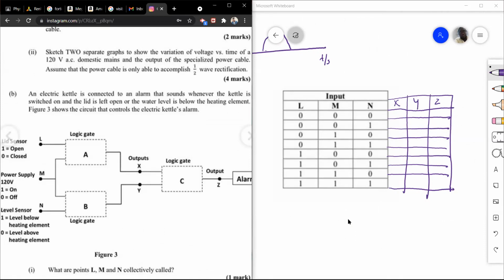Yes, sir. All right, so L and M is going through an AND gate to give X. 0 and 0 gives 0. 0 and 1 gives 0. 1 and 0 gives 0. 1 and 1 gives 1.